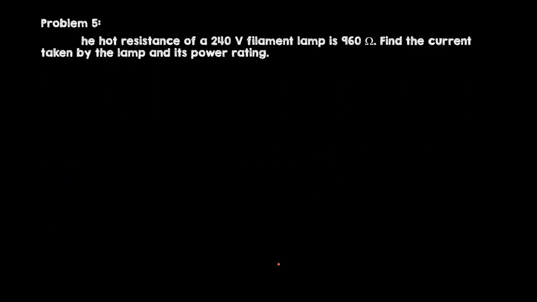Now let's proceed with problem number 5. The hot resistance of a 240 volt filament lamp is 960 ohms. Find the current taken by the lamp and its power rating. We need to find the current and the power rating. The givens are voltage, 240 volts, and resistance of 960 ohms.